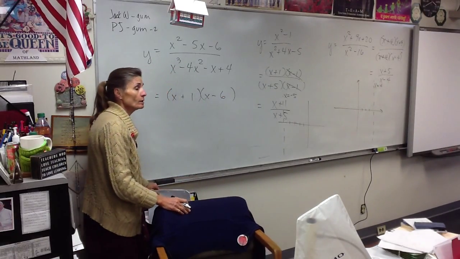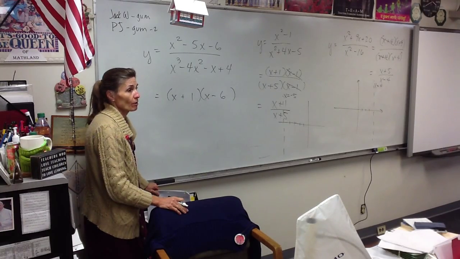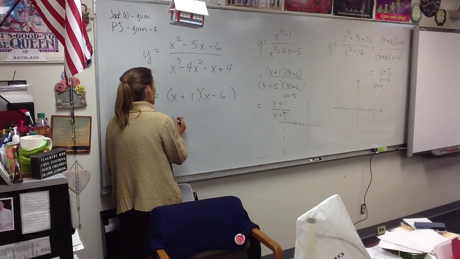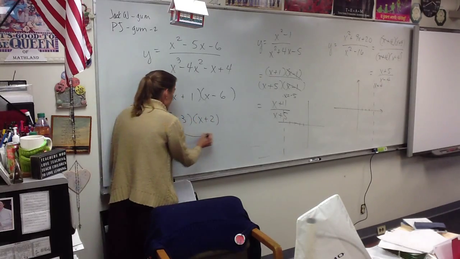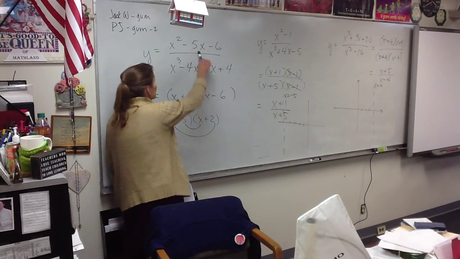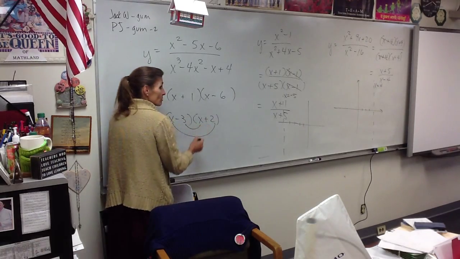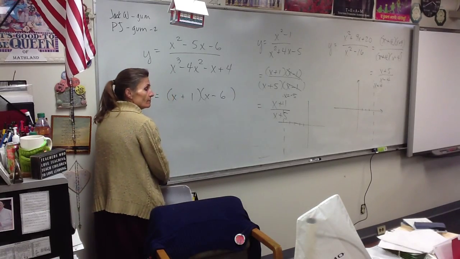Zach, I totally love the way you're thinking your way through that problem. I know Moses gave you a hint there, but his gut feeling was 2 and 3, and as soon as he said that, he knew it wasn't right, because when he FOILs this together, he's not going to get negative 5. He gets 2 minus 3, he gets negative 1, so he knew immediately that wasn't right.